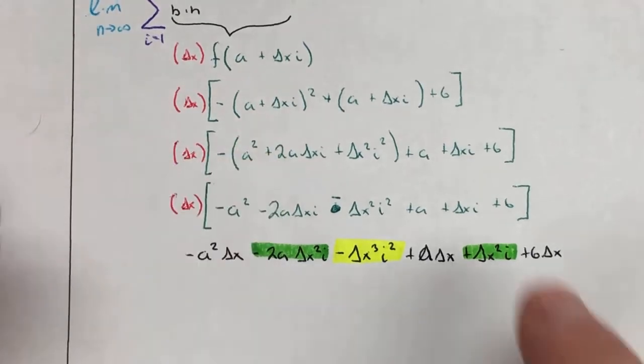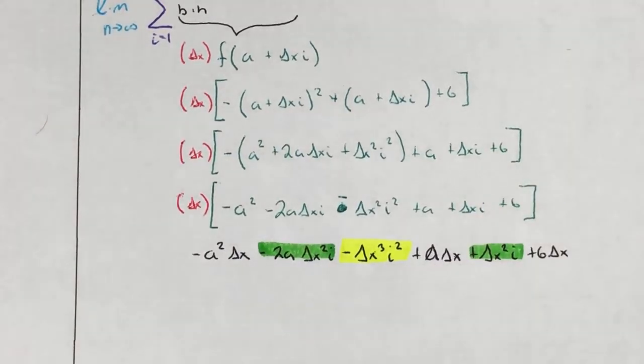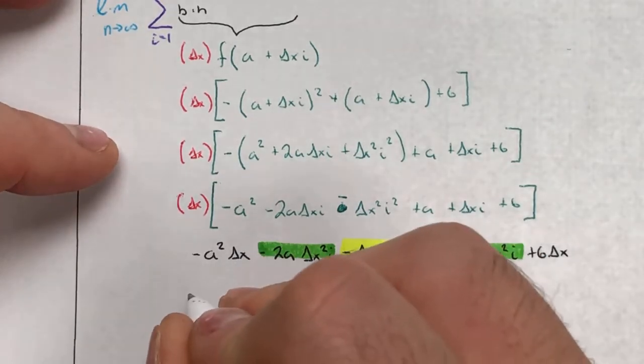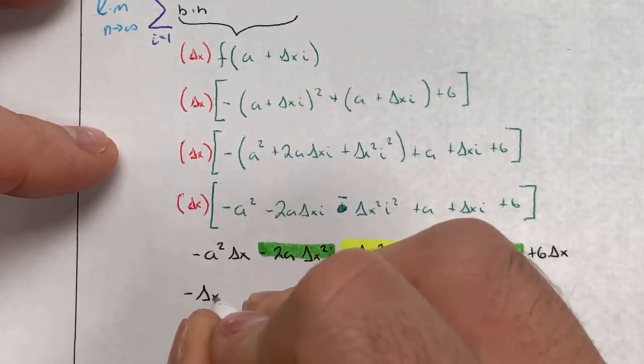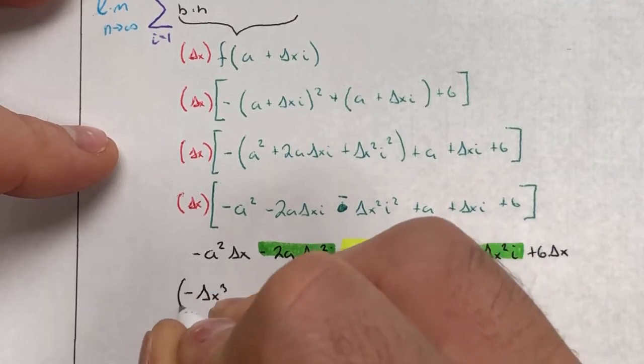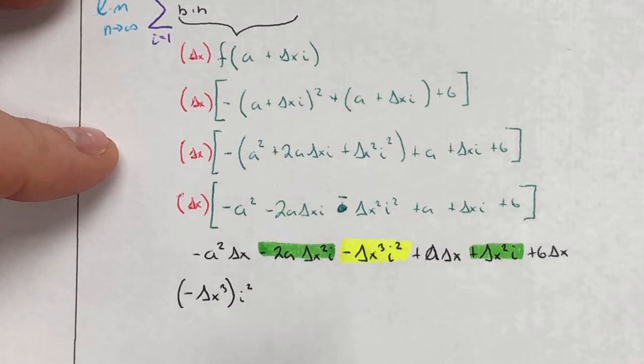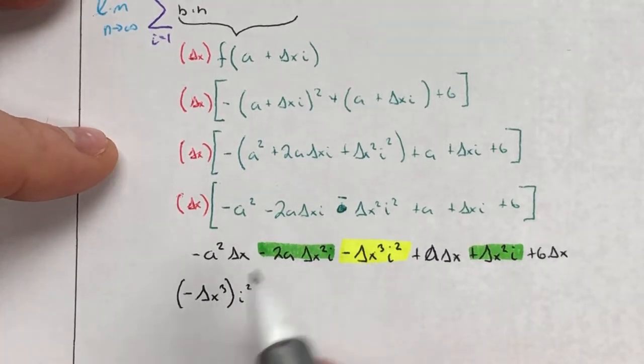Double check, yep. Those are the only two terms I have with an i. Everything else is going to be a constant because they have no i values in there. So if I move my i squared term to the front, that's going to be a negative delta x cubed i squared. I'm going to remove the coefficients from that.